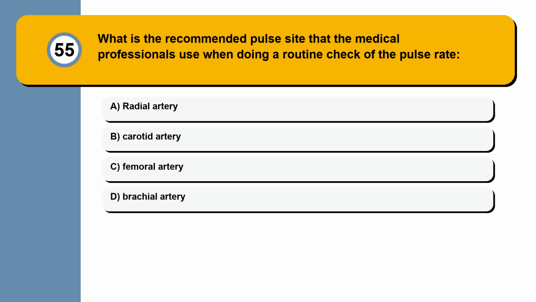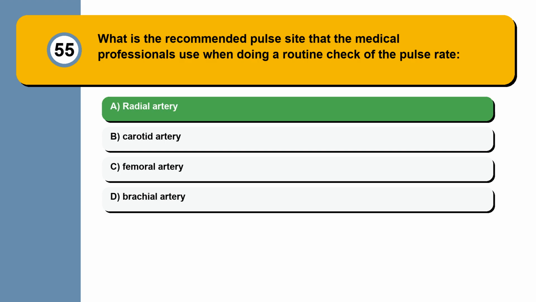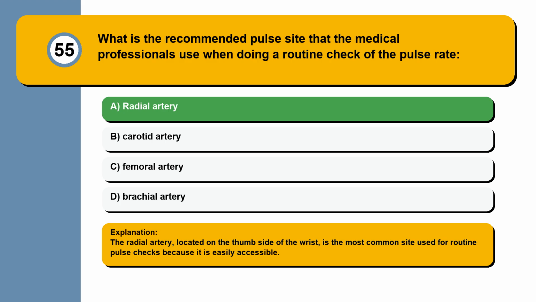Question 55. What is the recommended pulse site that medical professionals use when doing a routine check of the pulse rate? Here are your options. Option A, radial artery. Option B, carotid artery. Option C, femoral artery. Option D, brachial artery. The correct answer is option A, radial artery. Explanation. The radial artery, located on the thumb side of the wrist, is the most common site used for routine pulse checks because it is easily accessible.